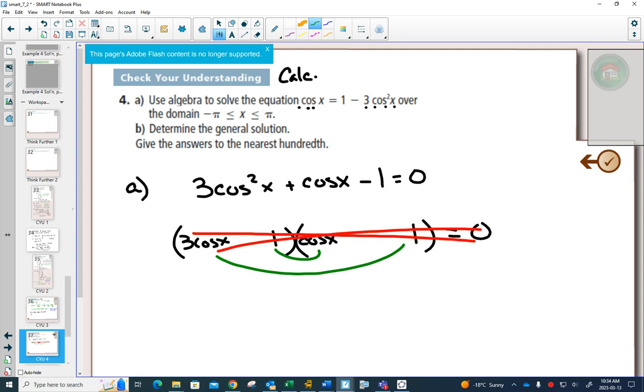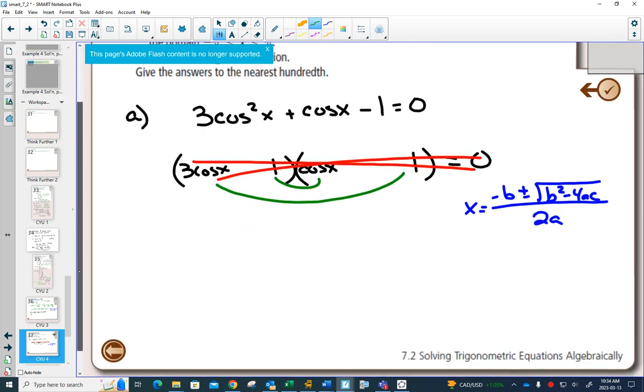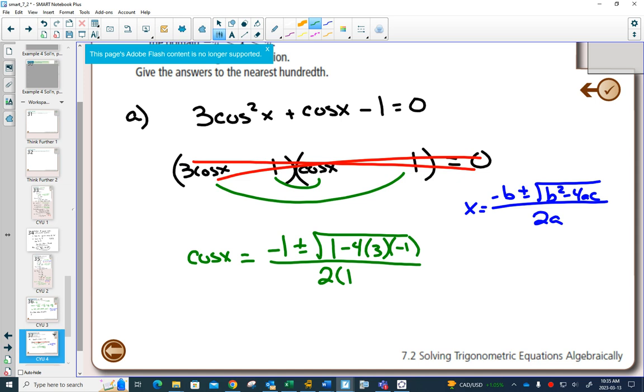So we would take out our formula sheet, and our quadratic formula. Our quadratic formula says x equals negative b plus or minus the square root of b squared minus 4ac, over 2a. But we don't have x squared, we have cos squared. So for us, this means we would have cos x equals negative 1 plus or minus the square root of 1 squared minus 4 times a times c, divided by 2a.